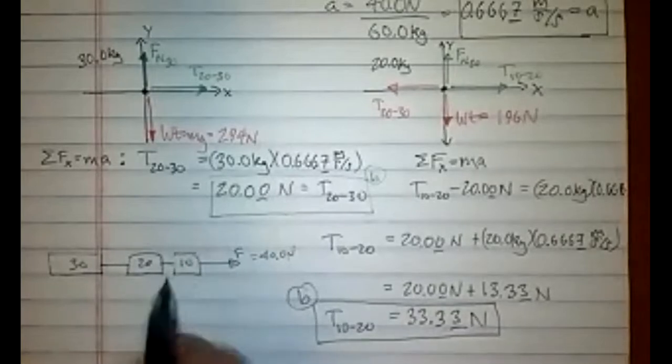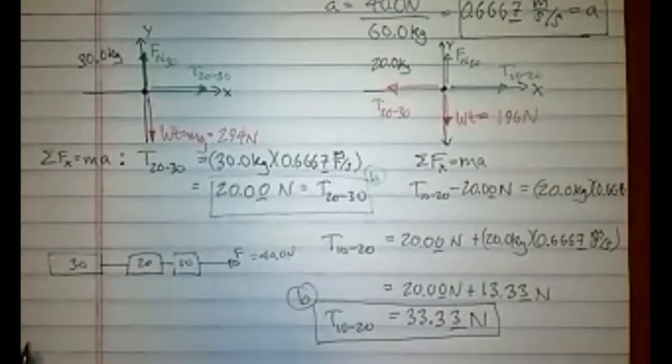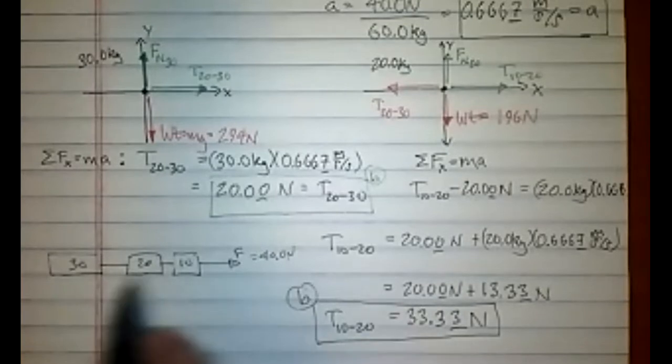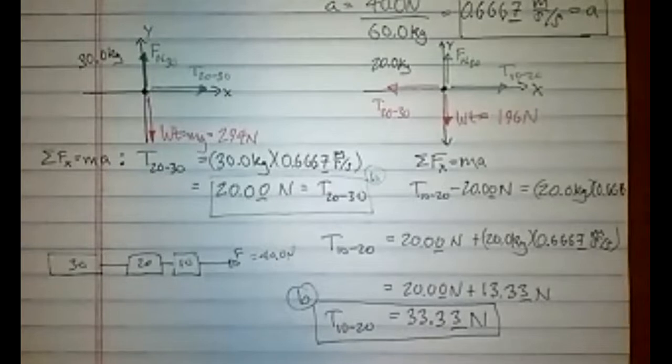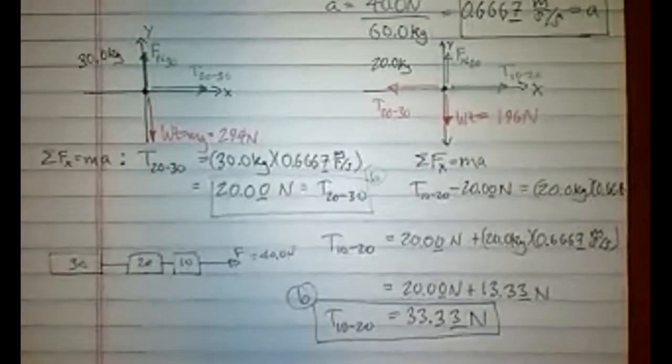But when you look at it, this tension has to pull only 50 kilograms. So that tension is obviously going to be a little bit less than the 40. In fact, it turns out to be 33.33. But this tension pulls even less. It only has to pull the 30 kilograms. And that one, of course, turned out to be 20.00 newtons. So that's it. That's how you solve that problem.